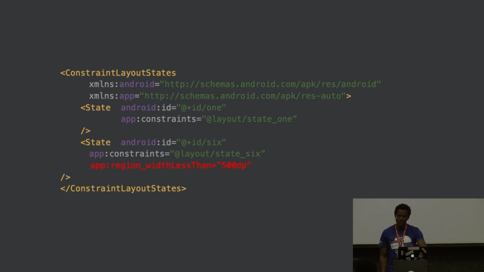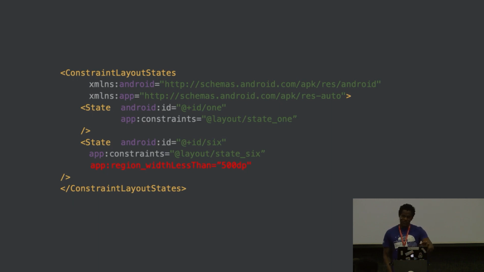And then I'm saying my constraints load the layout code state 1. And then I've got another state called 6. I just named this because I like 3 characters. And if you check, on state 6, it loads a different layout called state 6. The stuff that I put in red there, that's a different parameter I'm going to talk about later on.